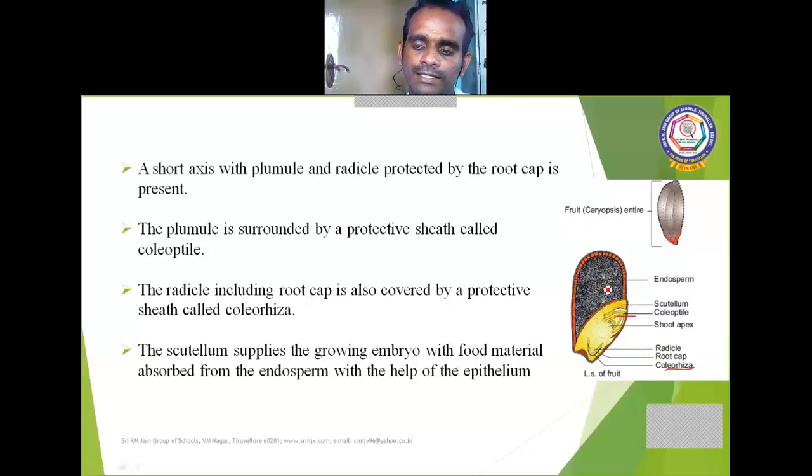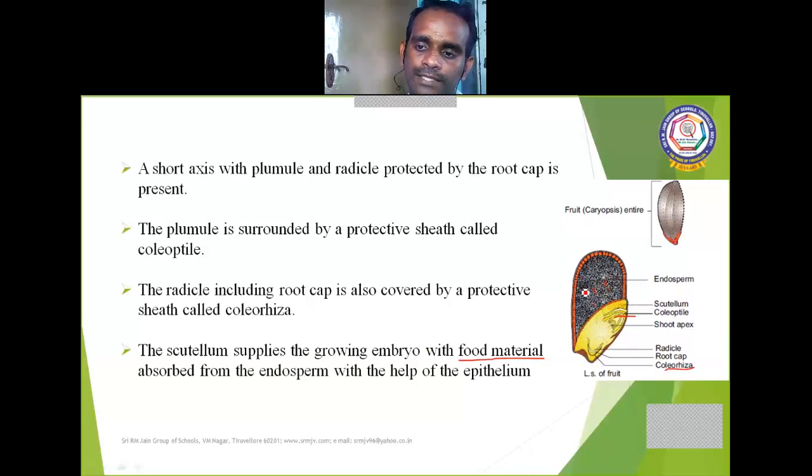These food materials are passed through the epithelial layer and it reaches the scutellum. Scutellum supplies the food materials to the growing embryo. Once again I am repeating, scutellum supplies the growing embryo with food materials absorbed from the endosperm. Endosperm contains an excess amount of food materials.